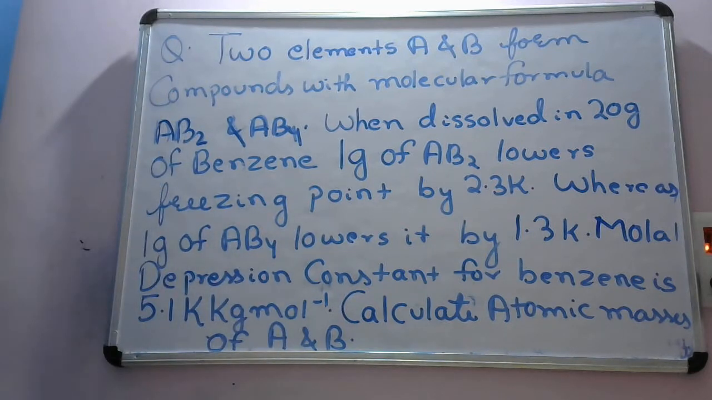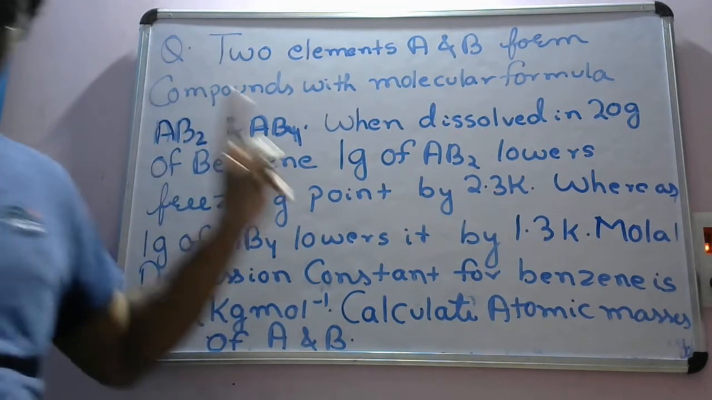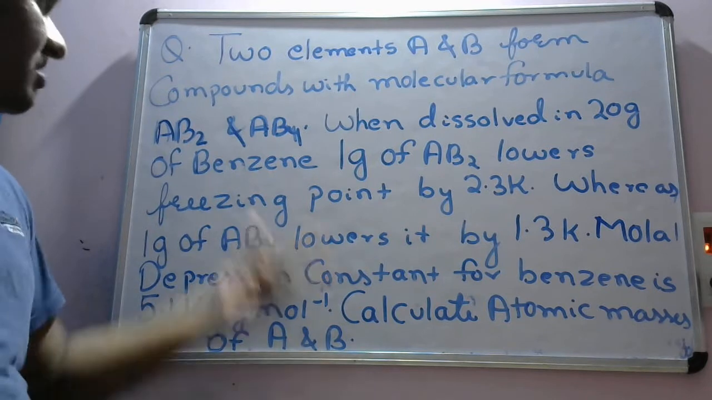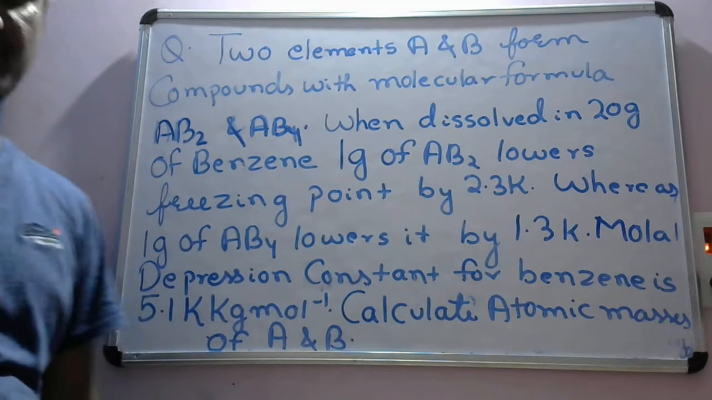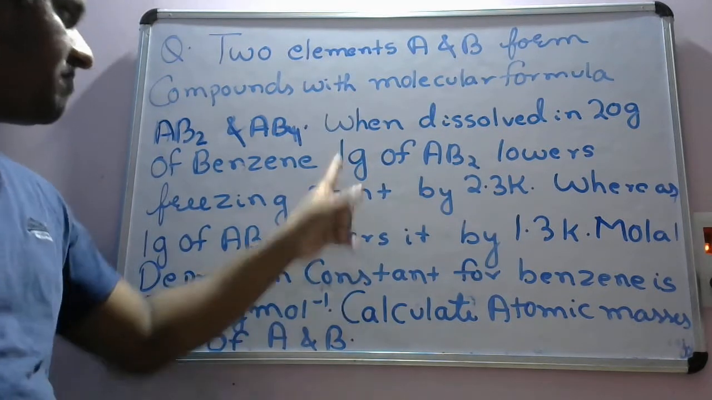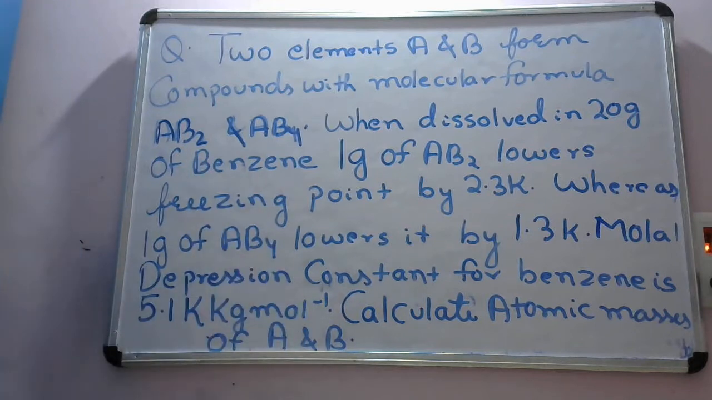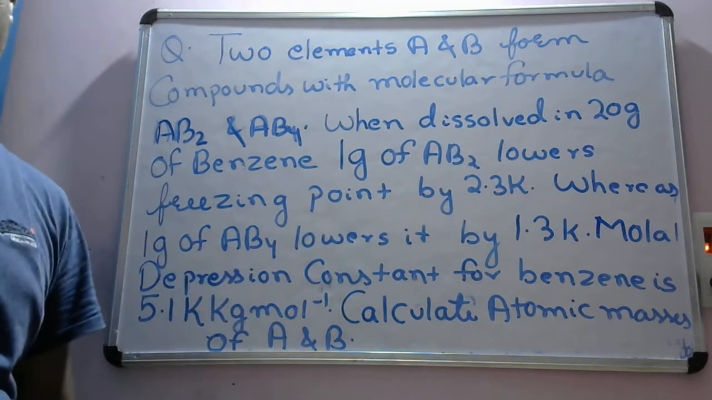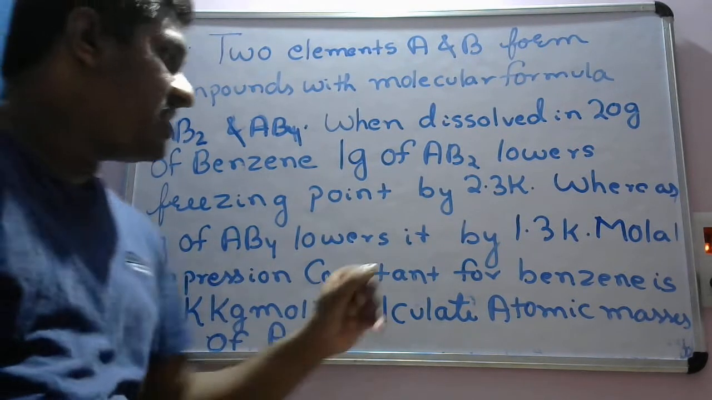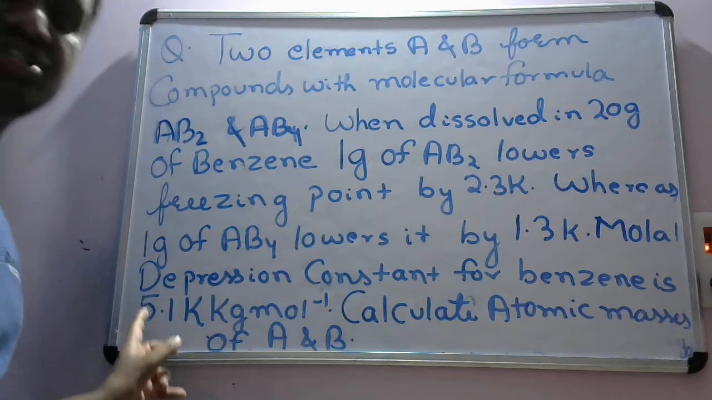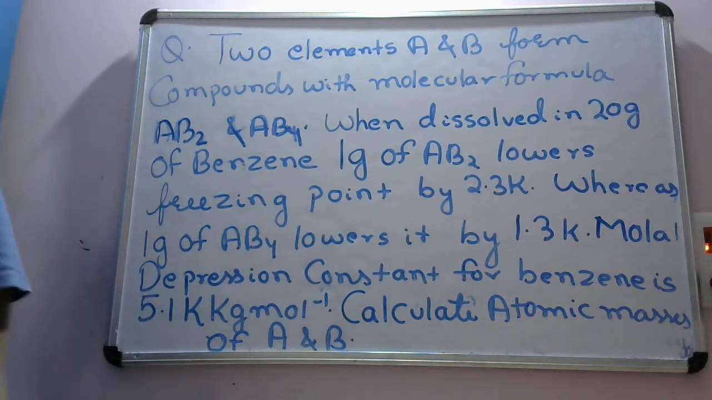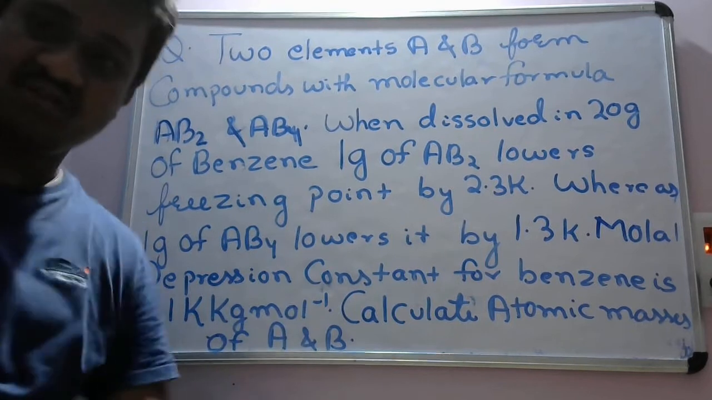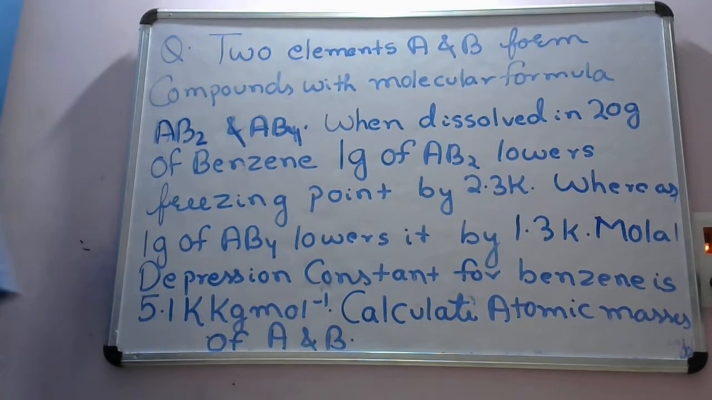The solvent is the same, benzene, and the mass of solvent is the same for both, 20 grams. The mass of solute is the same for both, 1 gram, but the nature of the solute is different: one is AB2, one is AB4. The molar depression constant for benzene is also given, 5.1 Kelvin kg mole inverse. The question is to calculate the atomic masses of A and B.